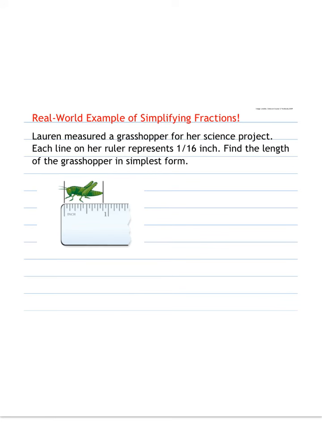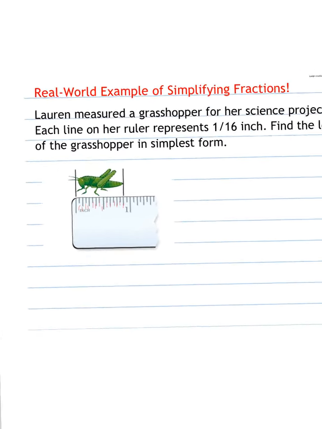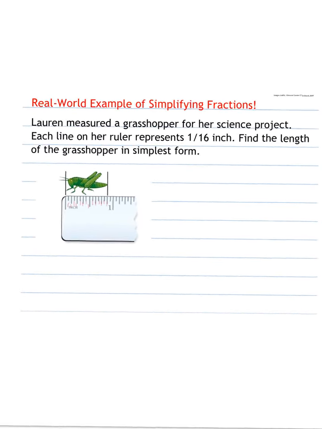All right, we have a word problem here for us to look at. It says, Lauren measured a grasshopper for her science project. Each line on her ruler represents 1/16 of an inch. Find the length of the grasshopper in simplest form. So if we zoom in on our picture here and we count the lines on our ruler, we've got 1, 2, 3, 4, 5, 6, 7, 8, 9, 10, 11, 12, 13, 14. Okay? And each one of those lines represents a 16th.